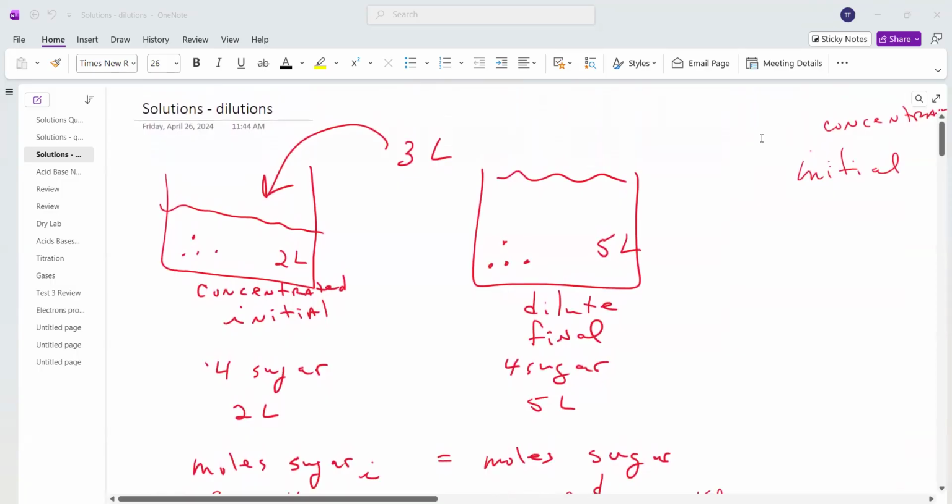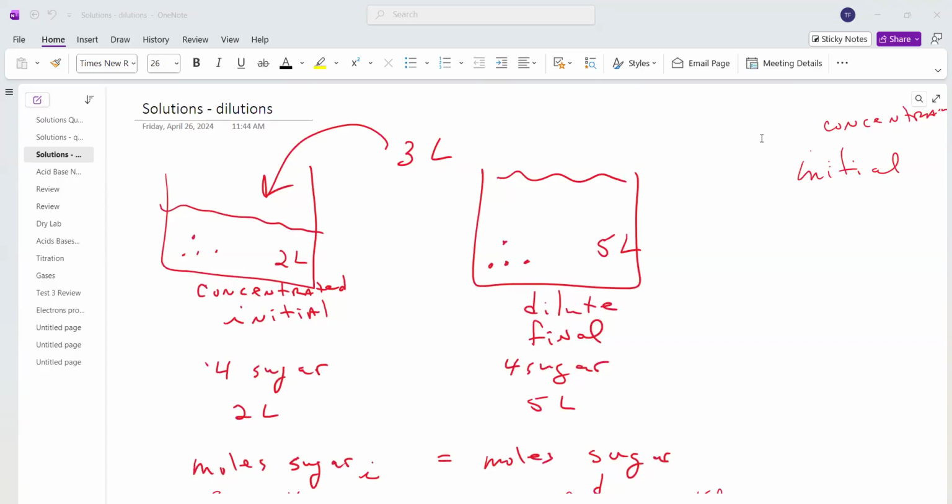All right, so if we were to take a concentrated solution, and say this is a sugar solution, we had 4 molecules of sugar, and we started with 2 liters of that, and we diluted it, putting 3 more liters of water, meaning 5 liters total. How many molecules of sugar do I have?